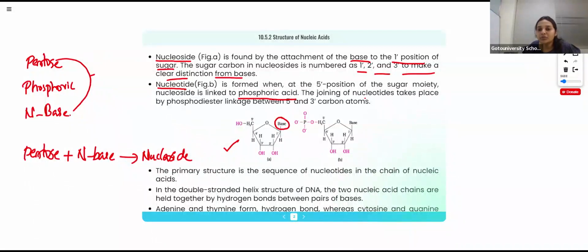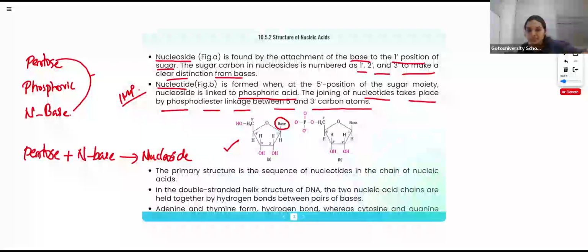The joining of the nucleotides takes place by phosphodiester linkage between fifth and third carbon atom. Very, very important. Nucleoside means the sugar and the nitrogen base. Whatever the base, adenine, guanine, thymine, or cytosine, it will connect at the first carbon. Nucleotide means the sugar is there, the base is there, and the fifth carbon contains one more thing, that is phosphoric acid. That phosphoric acid is connecting at the fifth carbon atom.